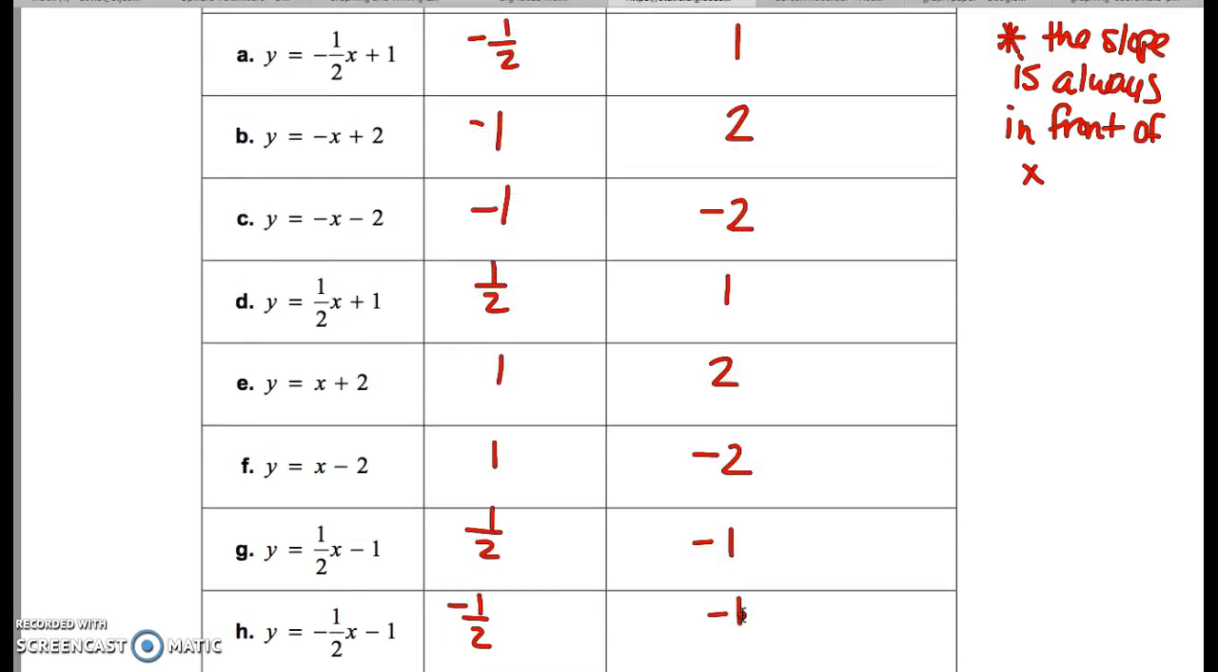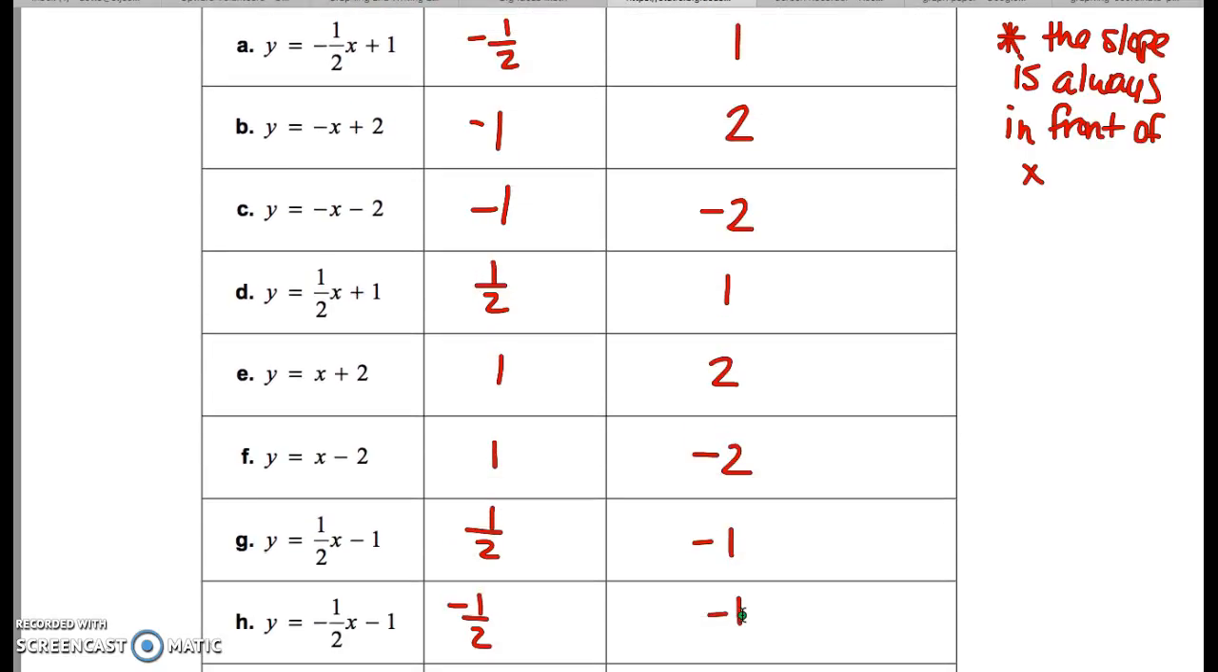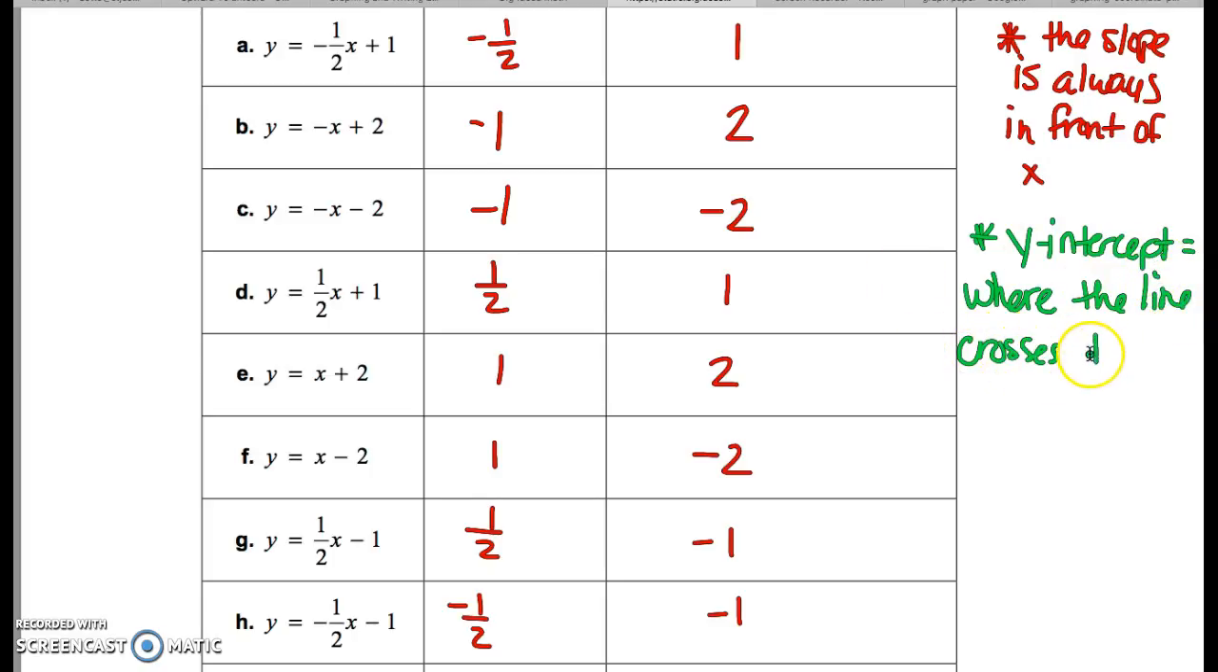Okay, but what we call this, where it crosses the y-axis, is called your y-intercept. So I want you to write that down kind of over here to the side. A definition: where the line crosses the y-axis.